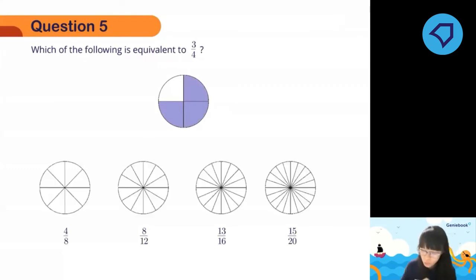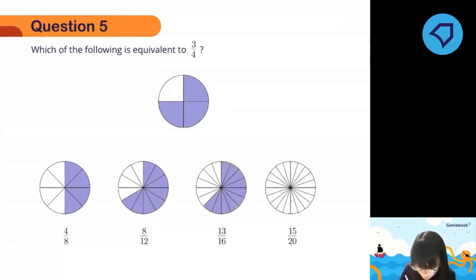Let me show you all my fractions over here. Okay, and let's color them. You have 1, 2, 3, 4. We have 1, 2, 3, 4, 5, 6, 7, 8. We have 1, 2, 3, 4, 5, 6, 7, 8, 9, 10, 11, 12, 13. And we have 1, 2, 3, 4, 5, 6, 7, 8, 9, 10, 11, 12, 13, 14, 15. So which of the following is the same as 3 over 4? 15 over 20. Excellent job, 15 over 20.